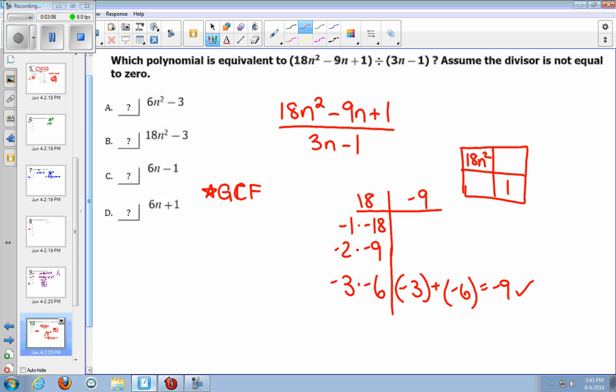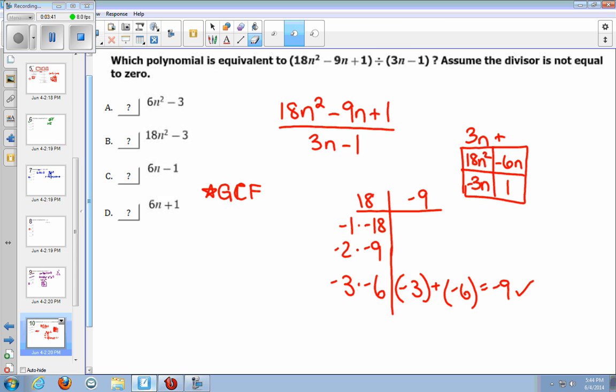So I'm going to write those in the box, and the really nice thing is, it doesn't matter what box you write them in. Just like grouping, you can put it either way. So I have a negative 3n in and a negative 6n in. Now I'm going to take the GCF out of every column and every row. Of the first column, 18n squared and negative 3n, I can take out a 3 and I can take out an n. Of the second column, negative 6n and 1, the only thing I can take out of either of those is a 1.